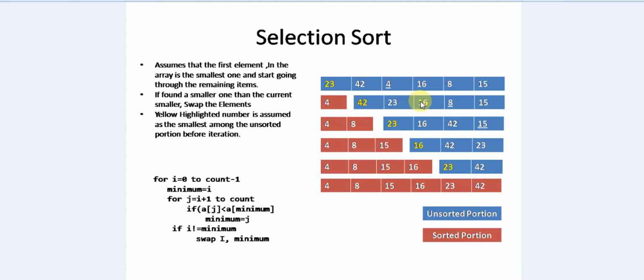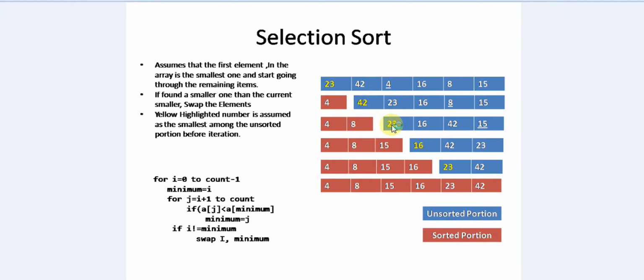Then it will do a comparison again. 16 with 8, then 8 becomes the minimum. 8 with 15, okay, still 8 is the minimum. So then we will do a swapping with this element till here. Because we know that this is a sorted portion, we will swap the 8 and 42.